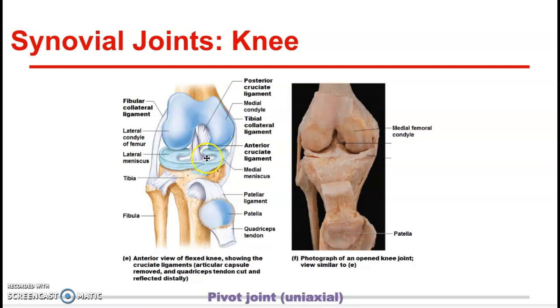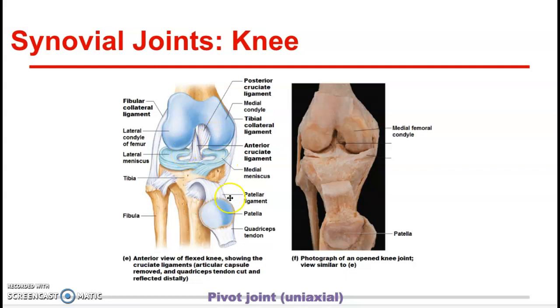And those cushion the bones, right? They are there to absorb shock. Forming a cross in the middle of the knee joint are the cruciate ligaments. Cruciate means cross, and so we have an anterior cruciate ligament and a posterior cruciate ligament.